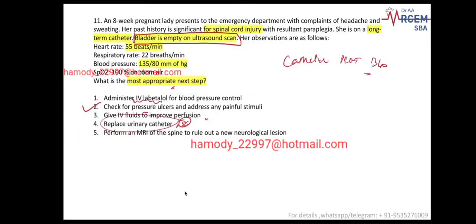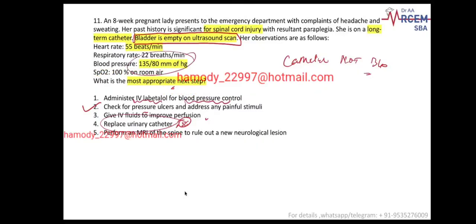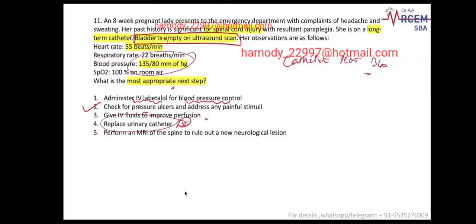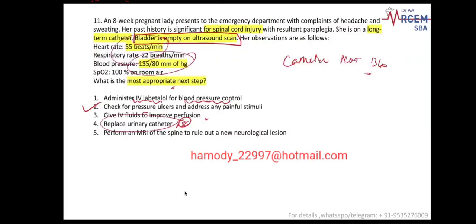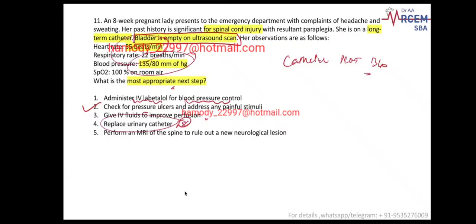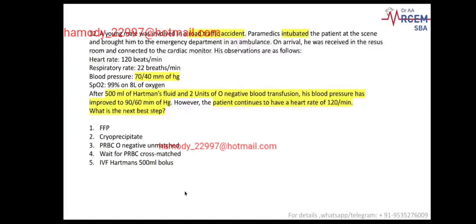Giving IV labetalol for blood pressure control, this is not very high. And if you give IV labetalol, it's a beta blocker, it will cause bradycardia and can go into complete heart block.